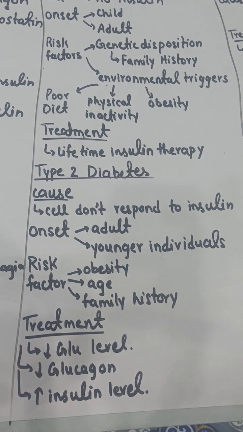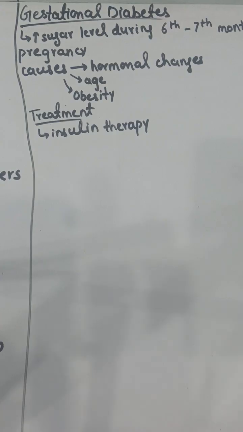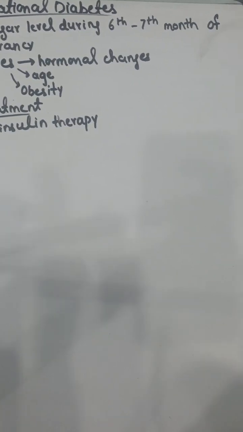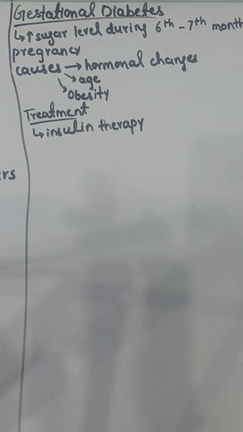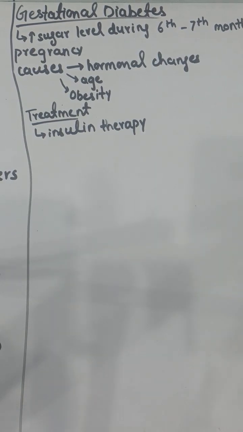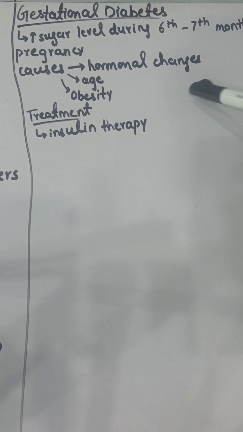So let's discuss the third and the last type of diabetes. Gestational diabetes is the diabetes which occurs due to high levels of sugar during the 6th and 7th month of pregnancy. What are the causes of the increase in glucose level during the 6th and 7th month of pregnancy? The causes are written here, like hormonal changes.